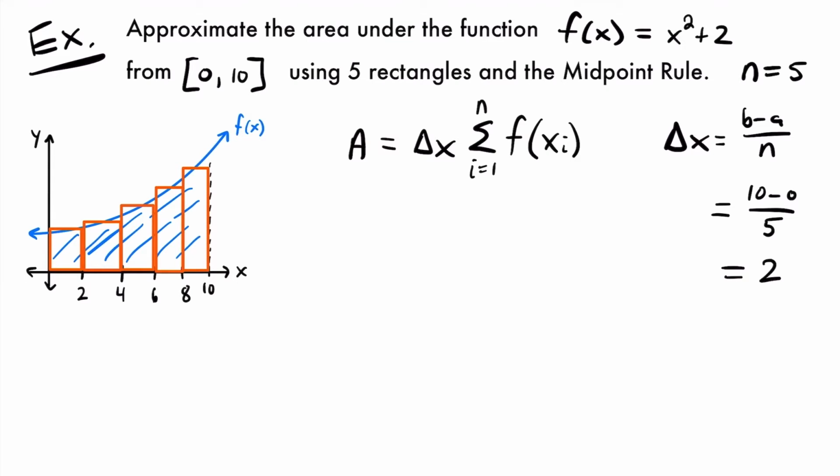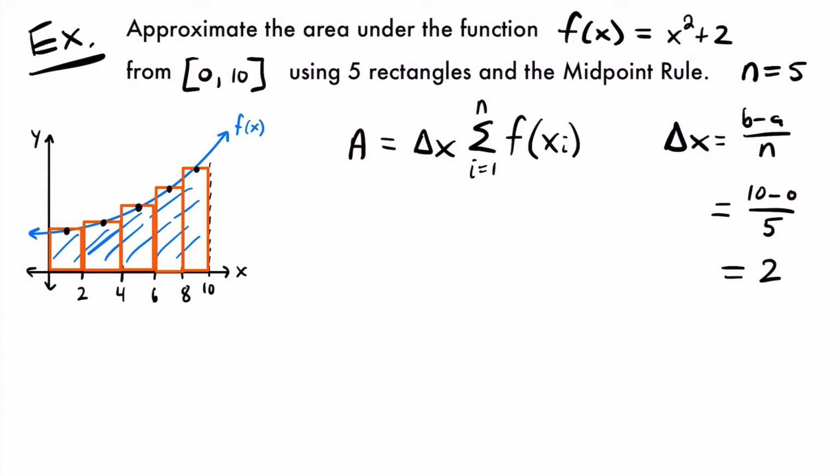And so what you'll notice is for each of these rectangles that I just drew in, our function intersects these rectangles in the middle of their tops, right? It doesn't touch the corners, it touches the middle between those two corners. And so our points of intersection would be here, here, here, here, and here, right? Those are our midpoints. That's why this is called the midpoint rule.